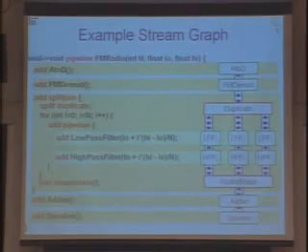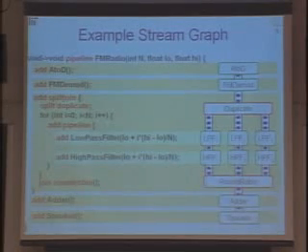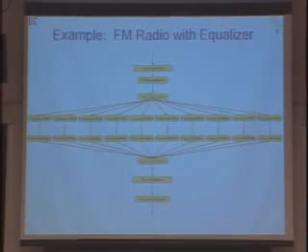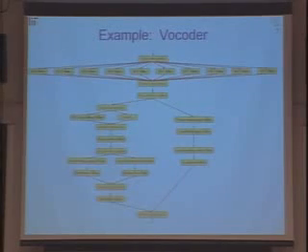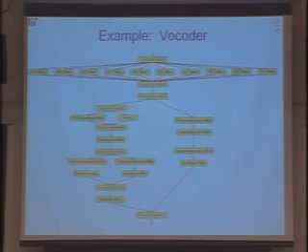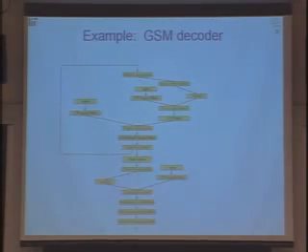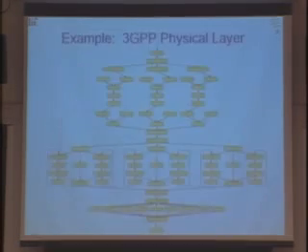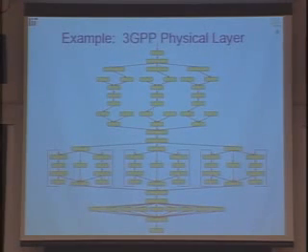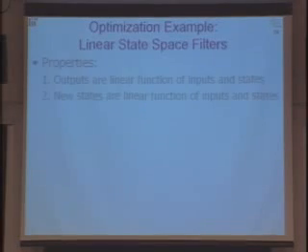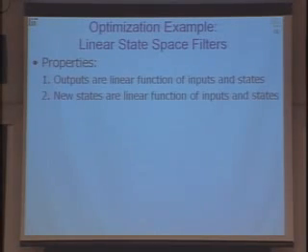What running this program does is build this entire graph, and you can build very large graphs. There are some examples: a graph of an FM radio, a vocoder that processes amplitude and frequency of voice separately and does different processing on each, and a GSM decoder in a cell phone. This is 3G, the next phone. These are complicated graphs where each node is doing a bunch of computation. So we can build this graph. The next thing I want to talk about is some optimizations we can do there.